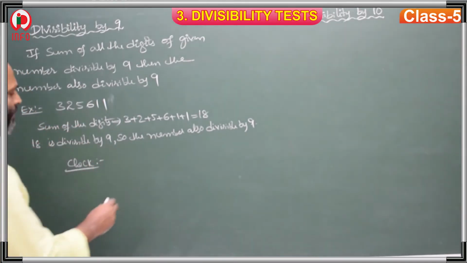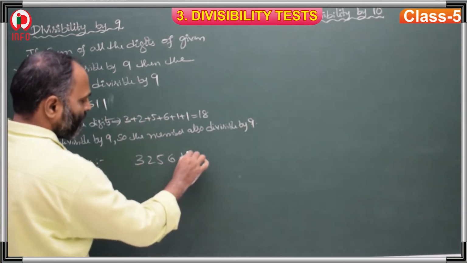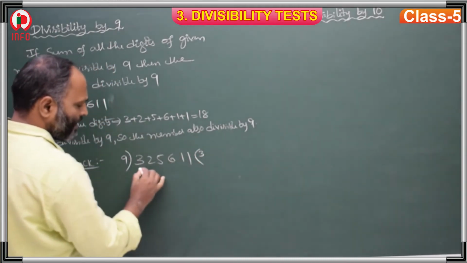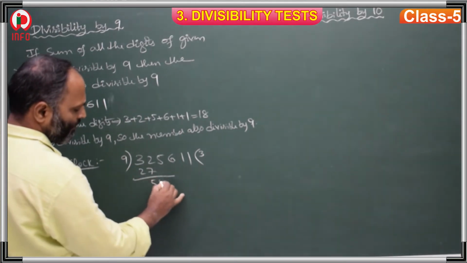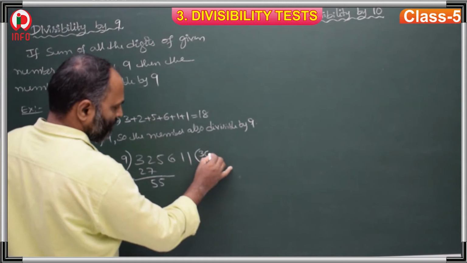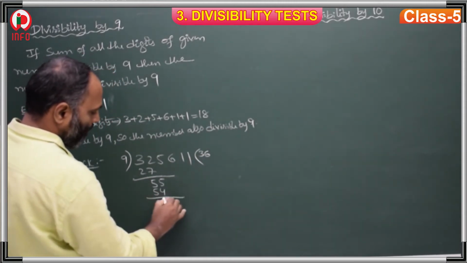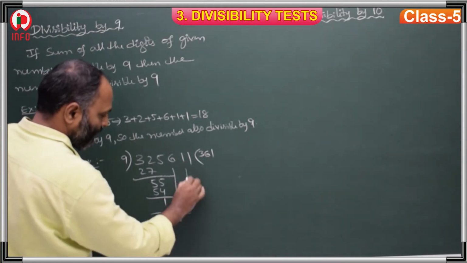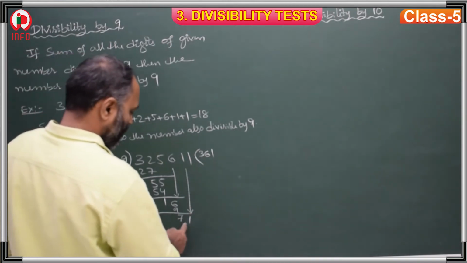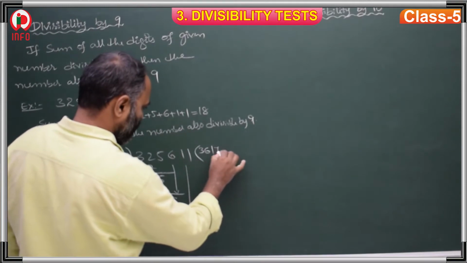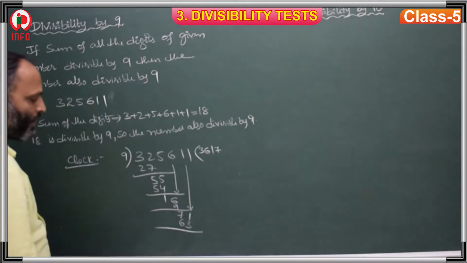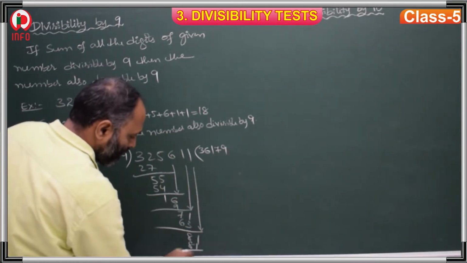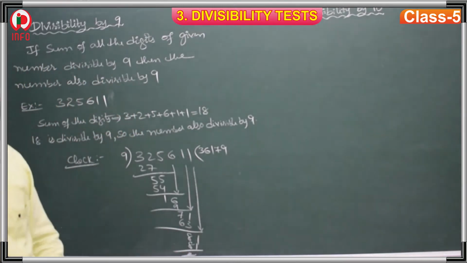First we take 3, 2, 5, 6, 1, 1 divided by 9. 9 threes are 27. 5 left, 55. 9 sixes are 54. 1 left and this 6. 9 ones are 9. 7 left and this 1. 9 sevens are 63. 63 and 8 left and this 1. 9 nines are 81. Like this it is divisible by 9.